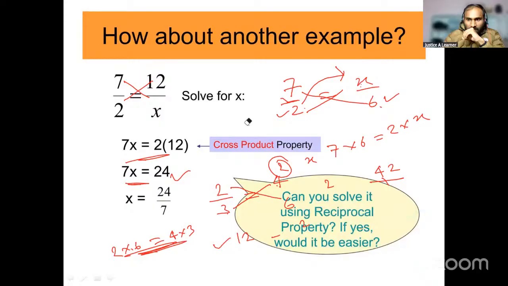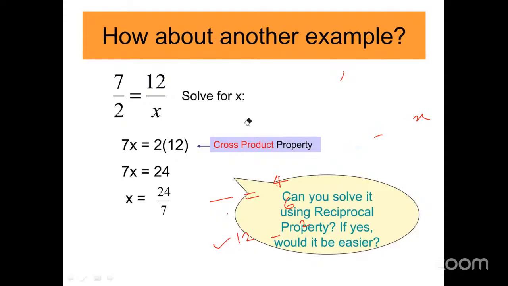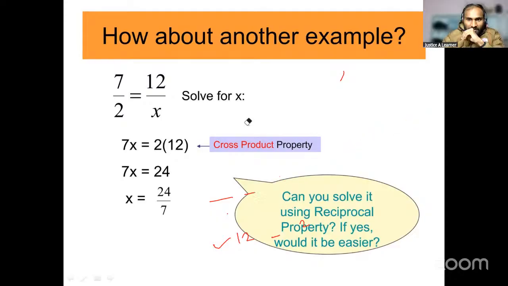Now see what is happening here. Try to observe. If you are able to understand, then you can answer. The answer should not be 42. The answer should be 24 upon 7. That is correct. Okay, now let's understand.